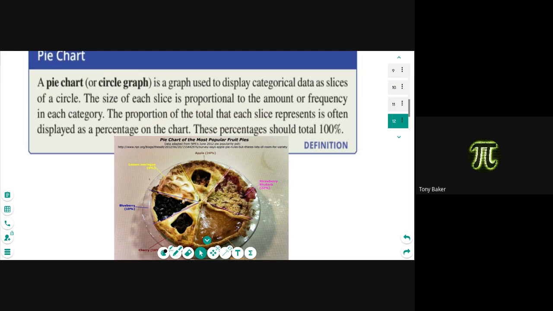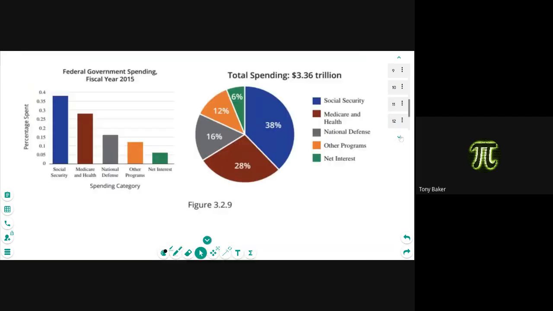So we need to do that relative frequency part to do a pie chart. So here is two sets of data, both showing the exact same thing. One is a bar chart and one is a pie chart. Which one's easier to understand and read? The pie chart.